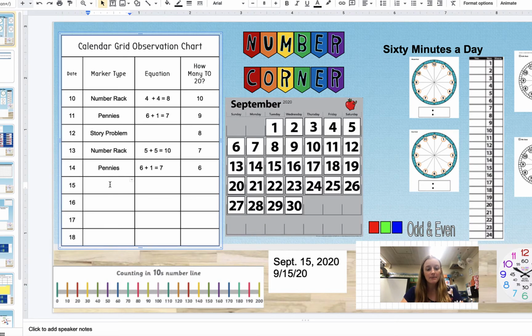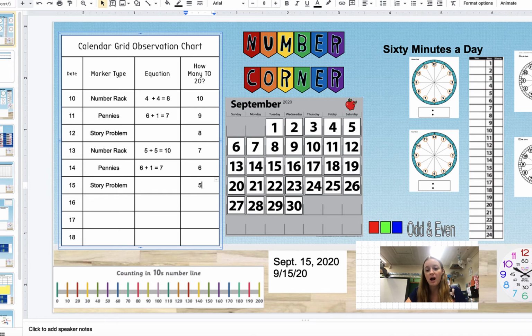Okay, so I'm going to go back to my main chart. I'm going to fill out story problem. You can tell we don't have an equation here. We are going to go back and solve all of those story problems, just not yet, okay? Then here we have to come up with how many more does it take to 20? So if we're at 15 today, how many more is it to be to 20? Let's count up: 15, 16, 17, 18, 19, 20. So we have 5 more to get to the number 20. All right, that's it for this part of Number Corner.